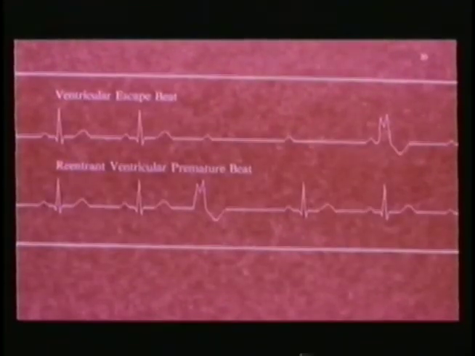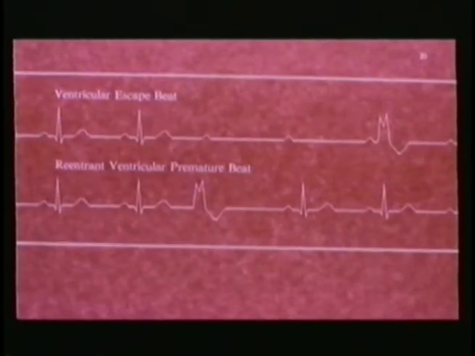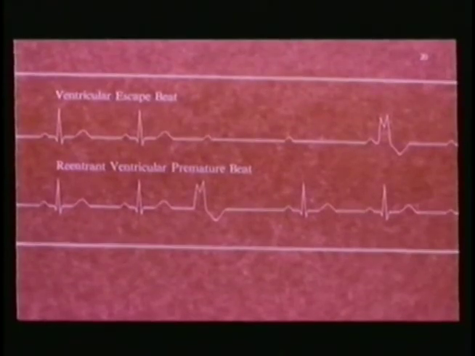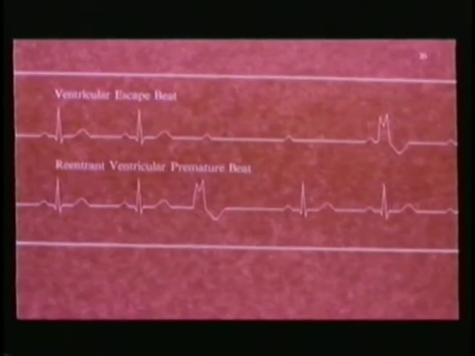20. An ectopic escape beat generates its own impulse and occurs late in diastole, terminating a pause. A reentrant beat or impulse derives from the previous beat and is typically early in the sinus cycle.